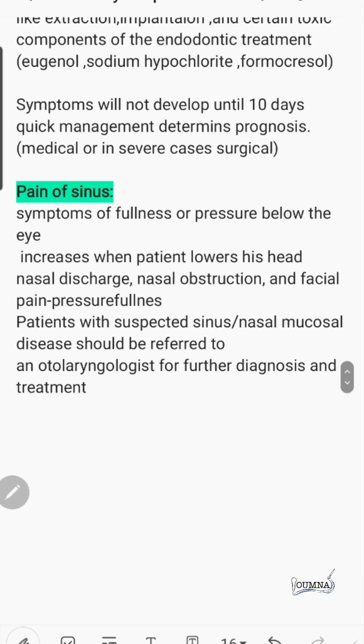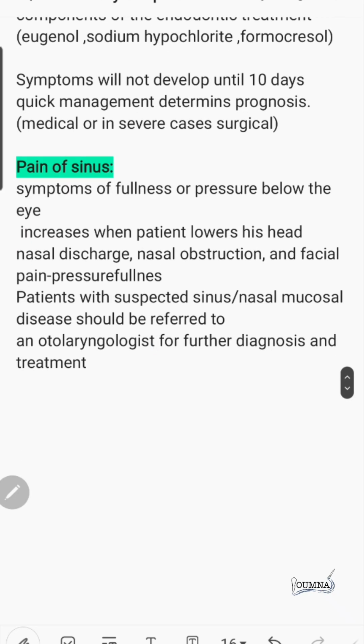Pain of sinus: symptoms of fullness or pressure below the eye, which increases with the patient lowering his head. Nasal discharge, nasal obstruction, and facial pain, pressure, and fullness are a few of the symptoms. Patients with suspected sinonasal mucosal disease should be referred to an otolaryngologist for further diagnosis and treatment.